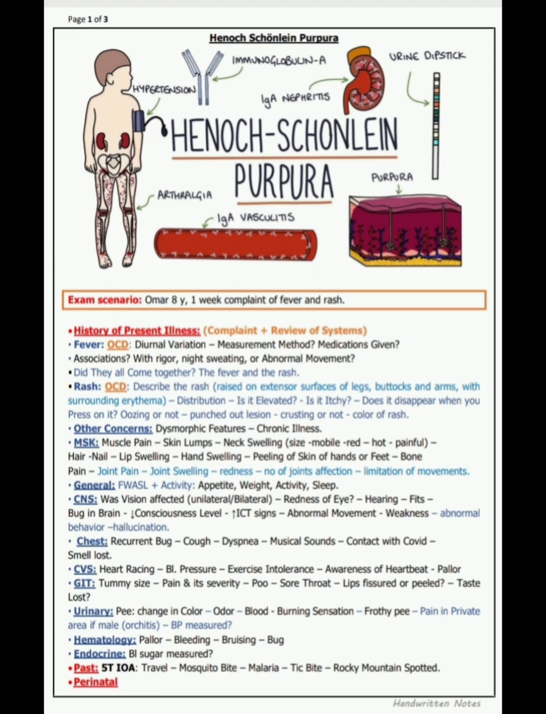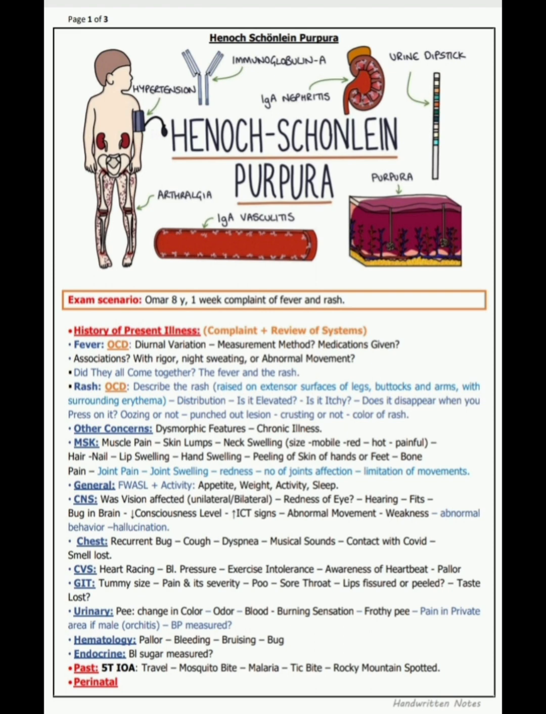So now the case. What is the exam scenario on the history, like Henoch-Schönlein purpura? That is an 8-year-old child with a 1 week complaint of fever and rash. So it is an acute history, just 1 week. At the end of the history description, I also mention 3 recalls from Henoch-Schönlein purpura. Now, how can we take the history?